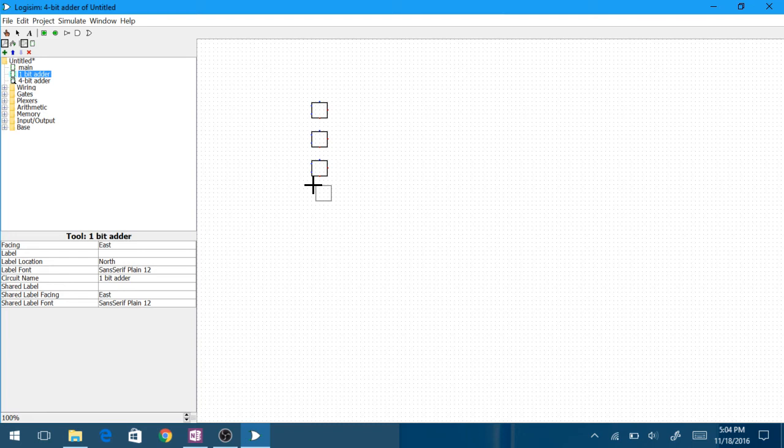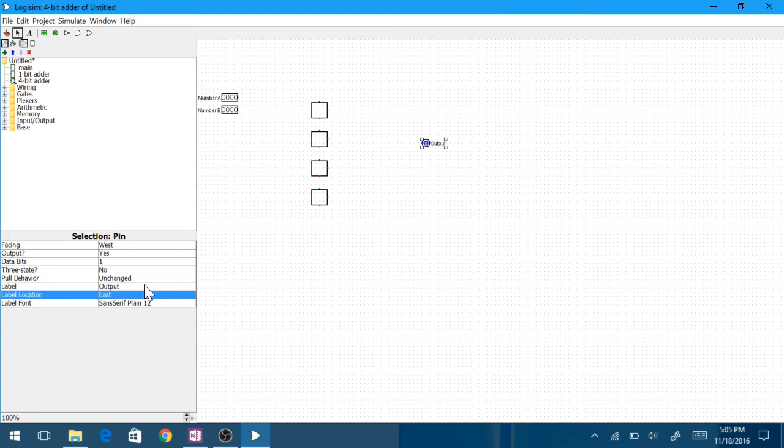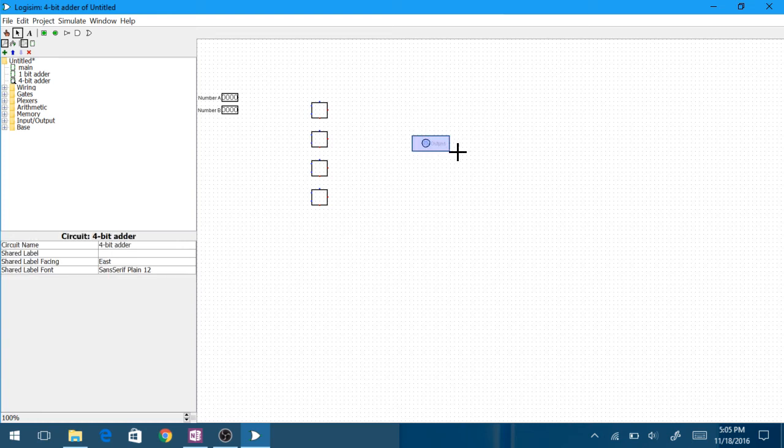Imagine that we're adding binary by hand, and we've got a 4-bit number that we want to add together. So we've got a 4-bit number, and we say that that is number A. We want to add that to number B, and these are both 4 bits. And then we want some output. We don't want it in 3 state. We want some output, and that's just our answer.